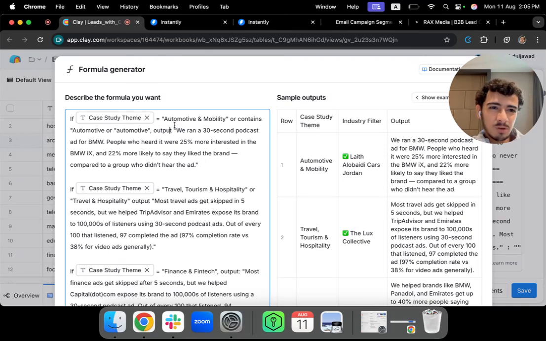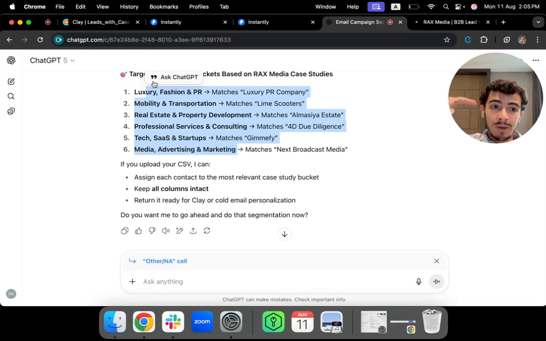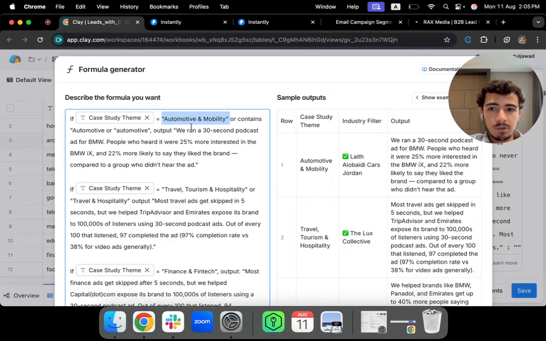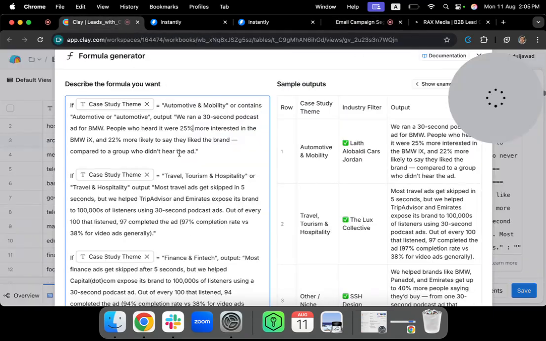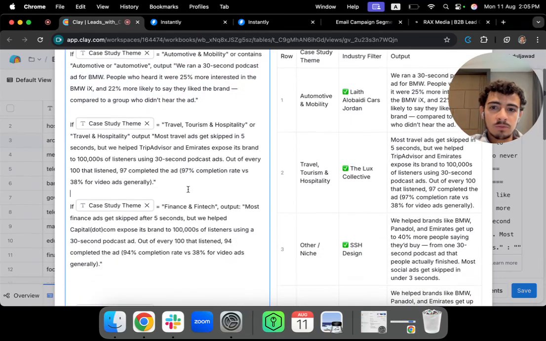So basically what you want to do is say, hey, if case study theme equals automotive and mobility, so you take the case study theme, the bucket that we talked about then. So I'll show you what we're talking about, these buckets, and basically go and list them out. So hey, if it matches luxury, fashion, and PR, output this line. If it matches mobility and transportation, output this line. You want to output a case study line. You want to actually write the copy here. So this is how I did it.